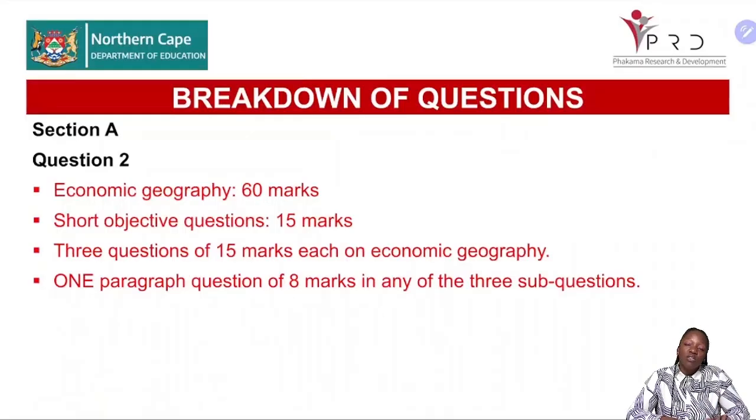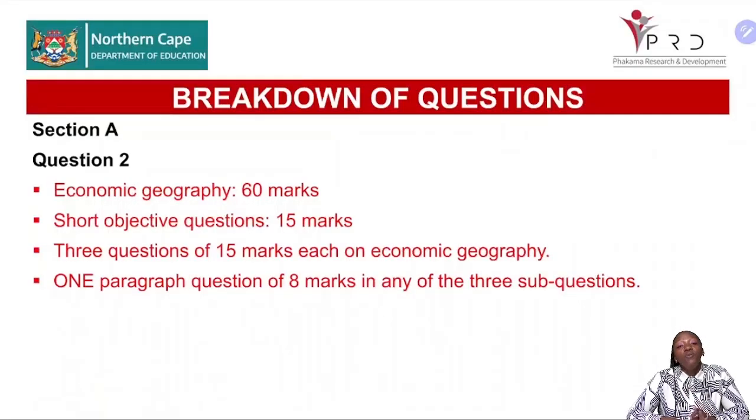You will start with the short objective questions, which are your 2.1 and your 2.2. Again, if the one has 8 questions, the other will have 7. Also, start by writing the numbering down so that you know that you have your answers in order and you have not skipped any question.